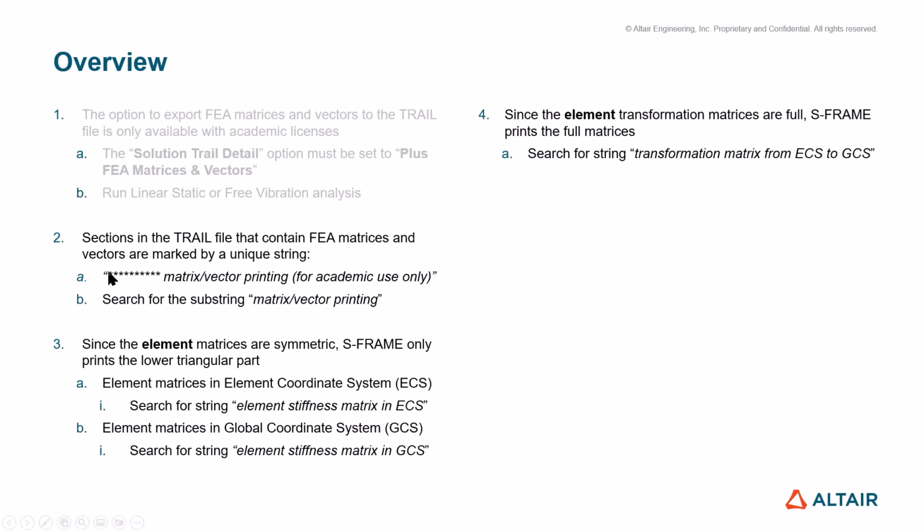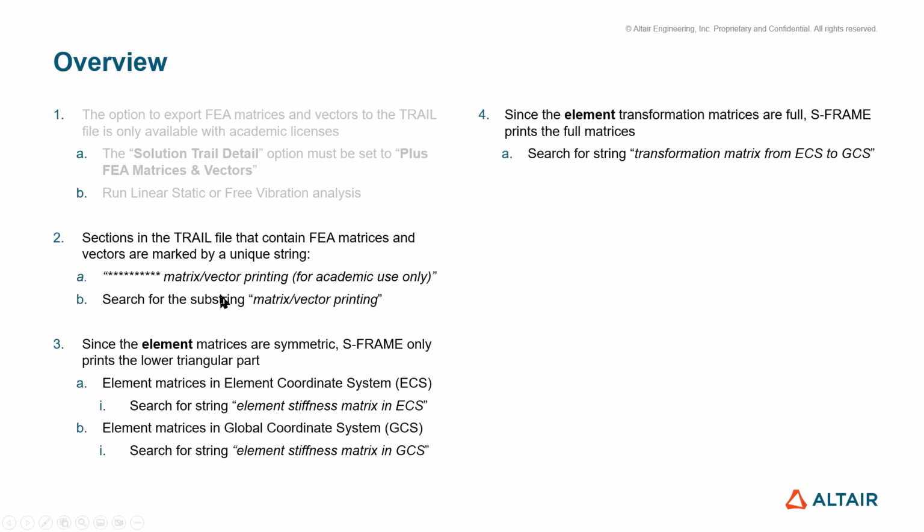So this string here, for example, matrix vector printing, will show at the beginning of every section where we are actually printing a matrix or a vector. So you can search for part of this string, for example, matrix/vector printing, and it will take you to the beginning of printing a matrix or a vector.